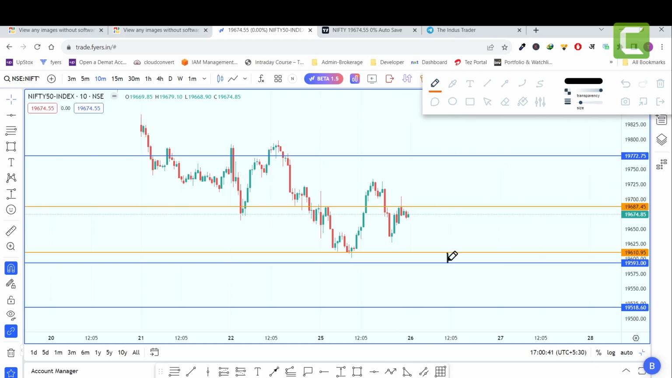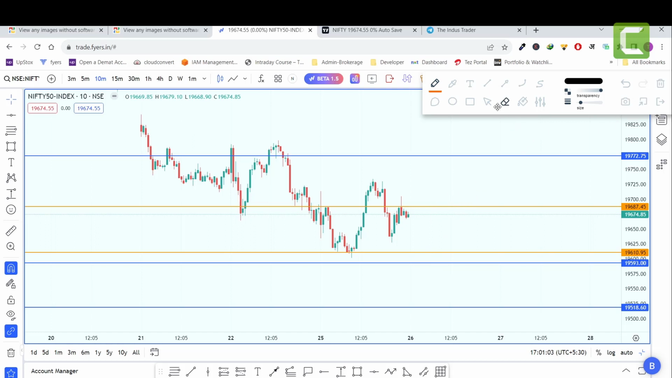In between this zone, we will try to go for long opportunities. We will find long opportunities, and we will trade by keeping risk below 19,593. And in the similar case, if this range accepts, then obviously we may see it touching the other side of the range.